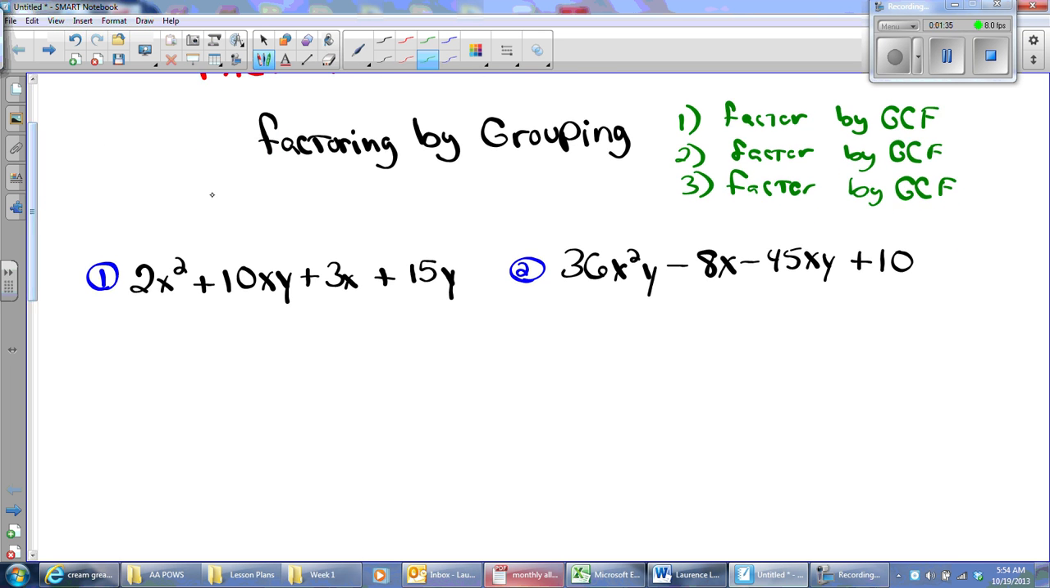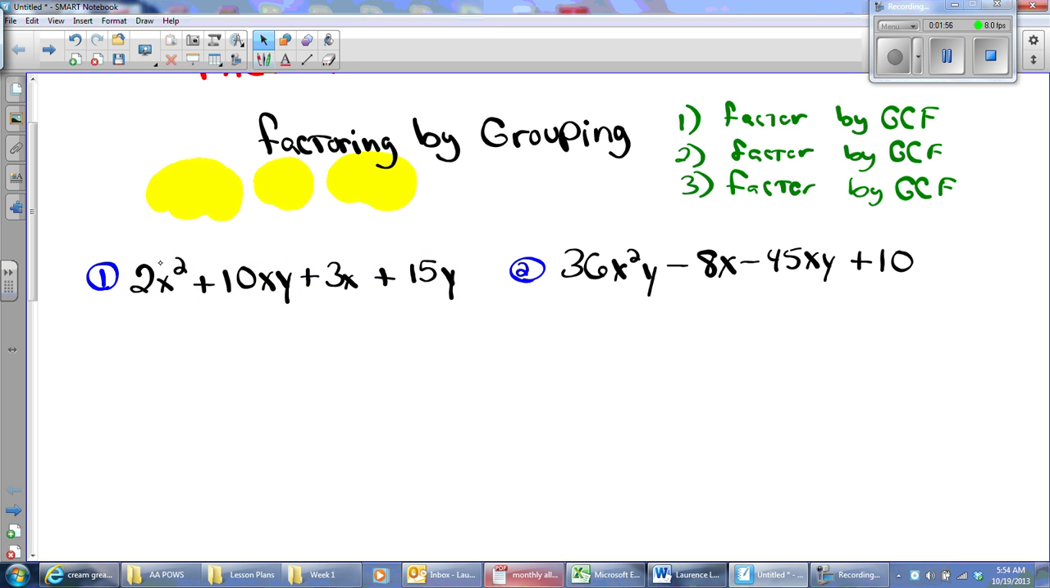Here's problem number 1. We've got 4 terms, right? You see the 4 terms? Where's my highlighter, I'll highlight them for you if you like. Okay, this is one of the terms, and there's a second term. Notice I grabbed the sign with the term. There's a third term, and there is the 4th term. Okay, so we've got our 4 terms.